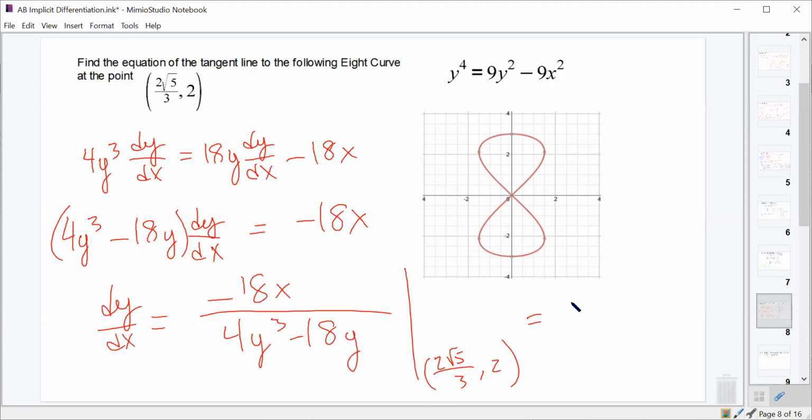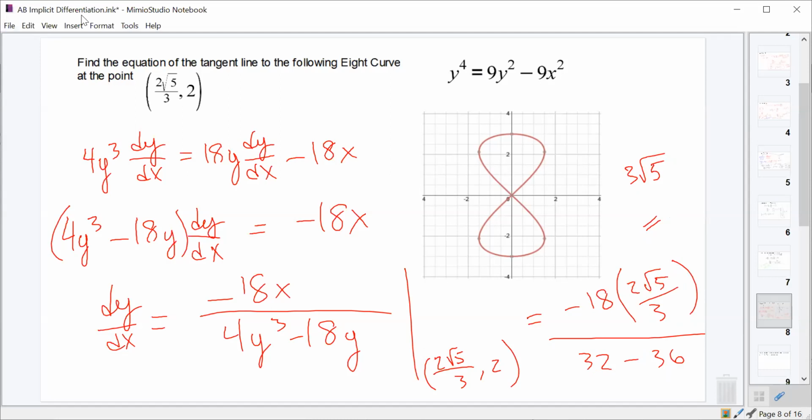In the numerator, we got negative 18 times 2 root 5 over 3. And in the denominator, if we plug in 2, we got 2 cubed is 8 times the 4 is 32 minus 36. So first off, this is a negative 18 over 3, which is going to be a negative 6. And we got a negative 6 times the 2, so that's negative 12 root 5 over negative 4. So what do we end up with? 3 root 5, right? 3 root 5. Good.